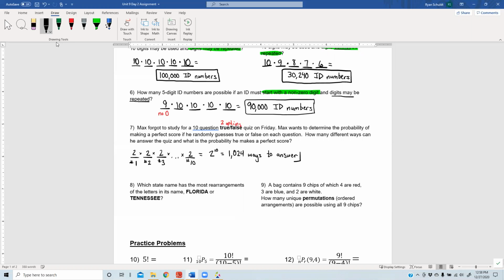That's the first part of the question. It asks how many different ways can he answer. That's how many different ways: 2 to the 10th. Now, how many ways can you make 100 on a paper? Perfect score means he makes 100. How many ways can you make a 100 on a paper?